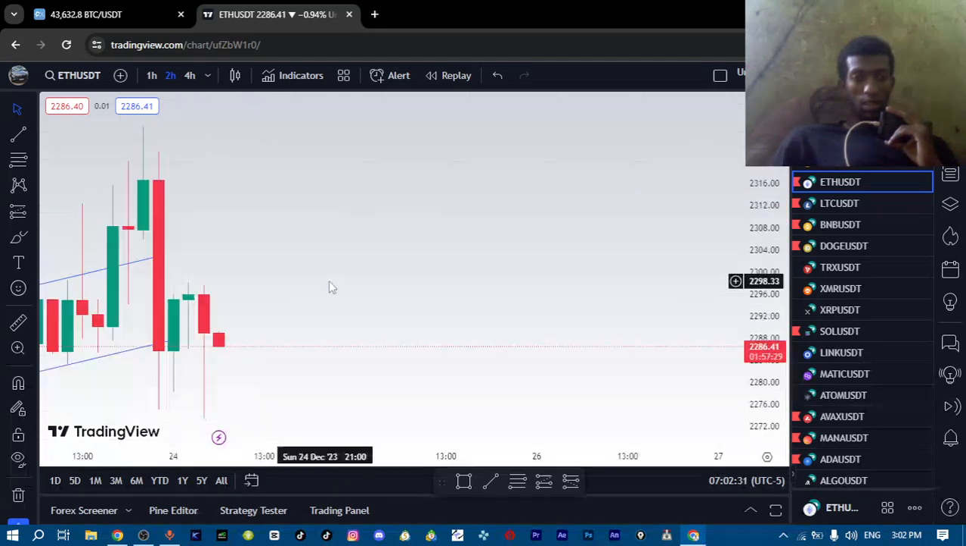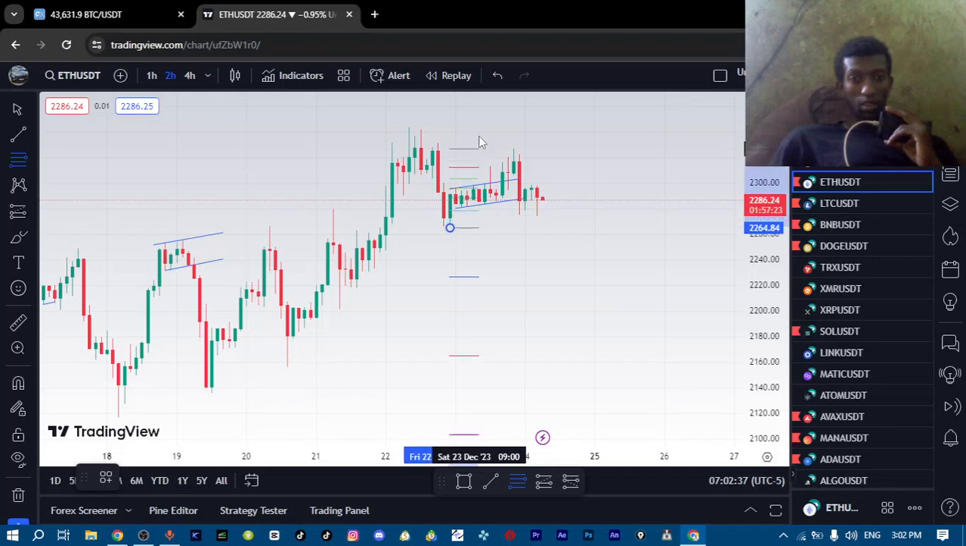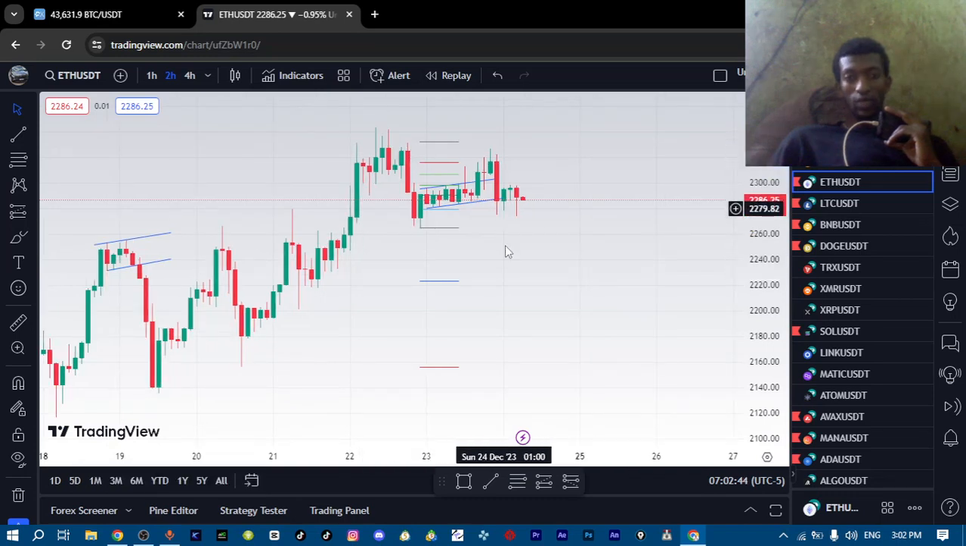It's trying to fall down to, I don't know where it might go. We can use a Fibonacci from the low to the high right here, and we can see the TP. This price now can potentially reach this level, 2220 right here.